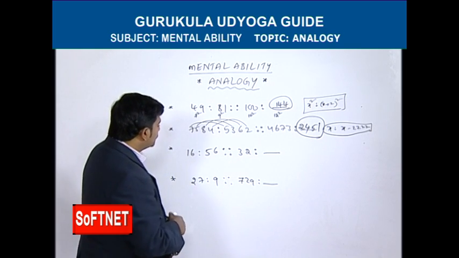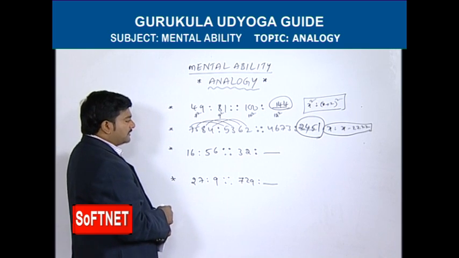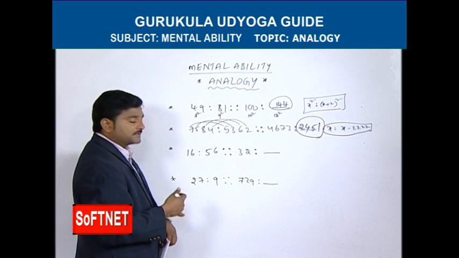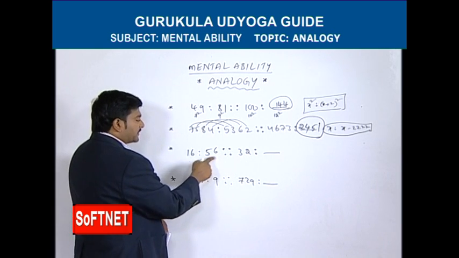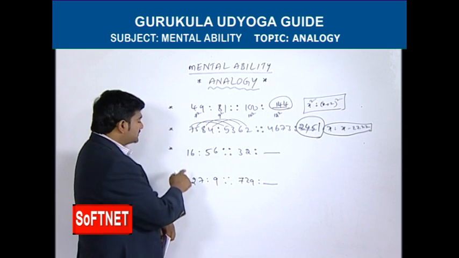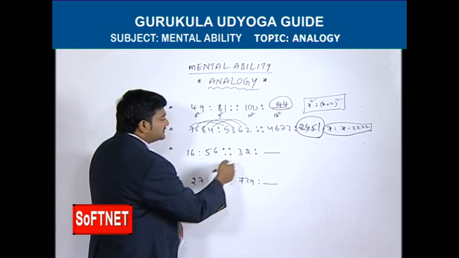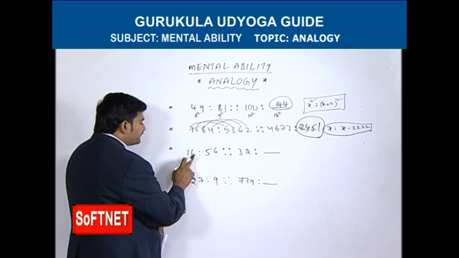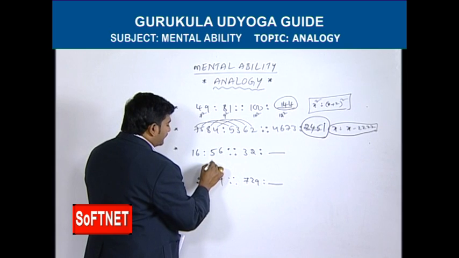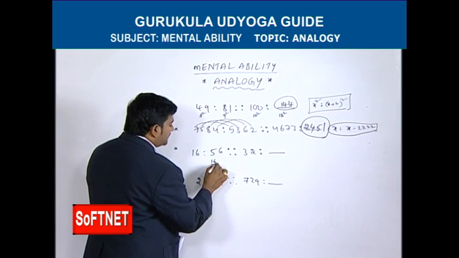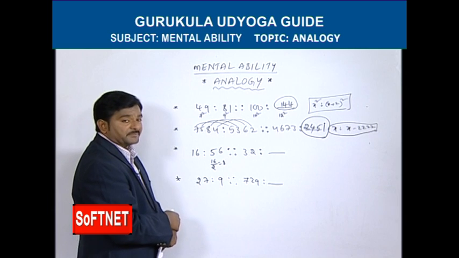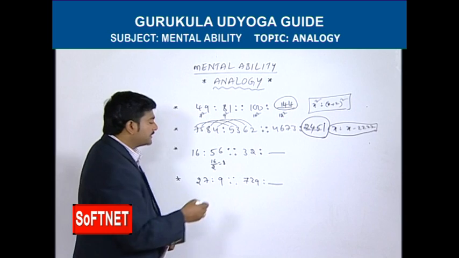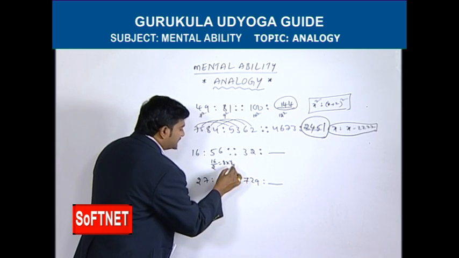Now we'll go to this. See, this is a different concept. You may think in a different way, but what I thought is: 16 is to 56 as 32 is to dash. What does it mean? Let's say 16, half of the 16. Half of 16 means 8, what I am getting. So multiplying 8 with 7.